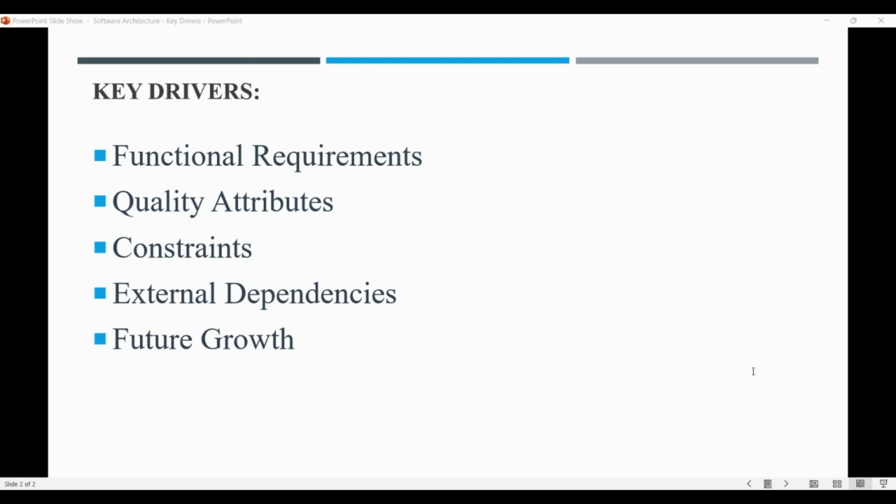And finally, we can say the future growth can be a key architectural driver too. The design of the system should also take into account the expected future growth of the system. The architecture should be flexible enough to accommodate future changes or additions without requiring significant rework or redesign.